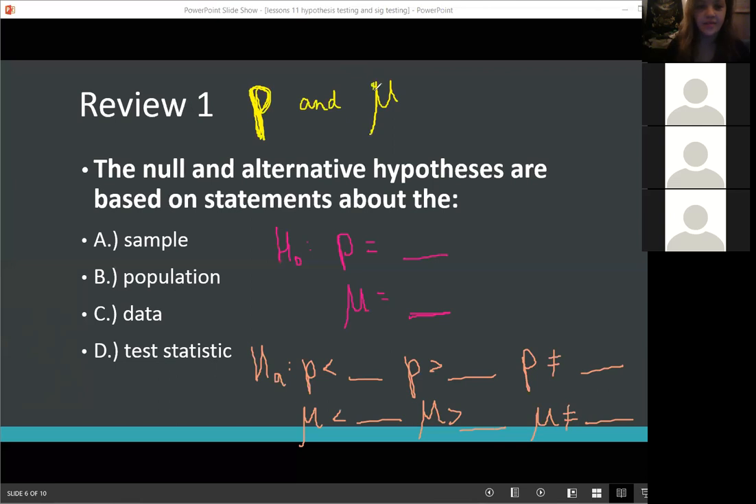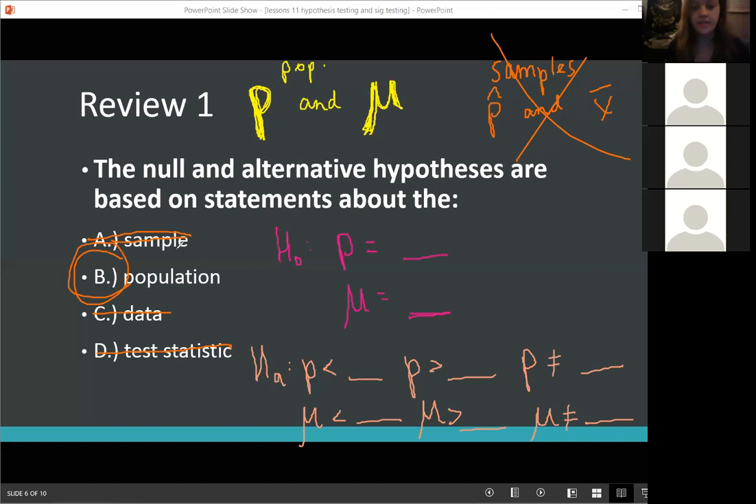So yeah, good. Definitely these are our population symbols that we use. Just to compare, when we're talking about samples, that's going to be our p hat and then our x bar. But that's not how we write our null and alternative. So that's why it wouldn't be A, and C and D just don't make sense, because our null and alternative are always based upon the population.